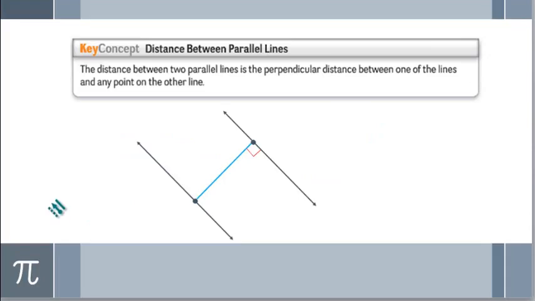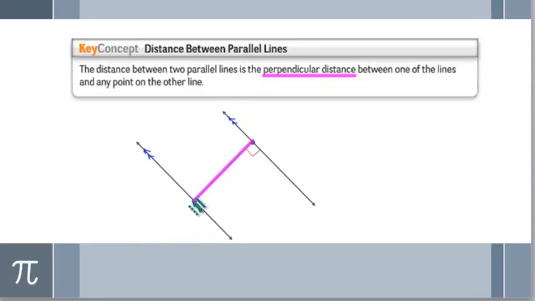Next, we're going to look at the distance between parallel lines. Although they're not shown in this diagram, parallel lines have these parallel markings, these little arrows to indicate that the lines are parallel to each other. And if we want to find the distance between parallel lines, we're going to use the perpendicular distance, just like we did in the previous case. The distance between these two parallel lines would be the length of the perpendicular segment from any point to the other line. So the length of this segment would give me the distance between the two parallel lines.